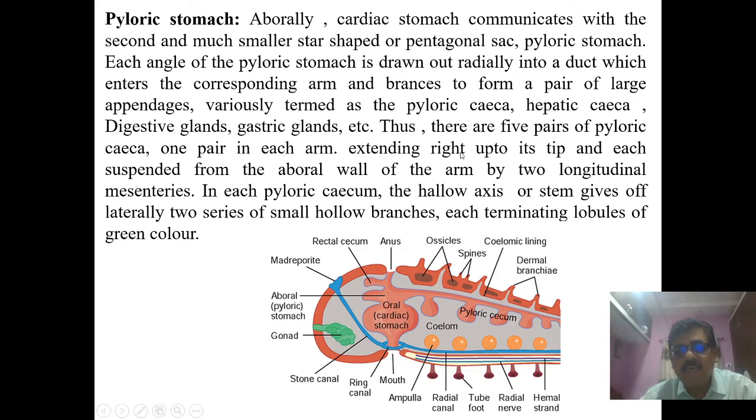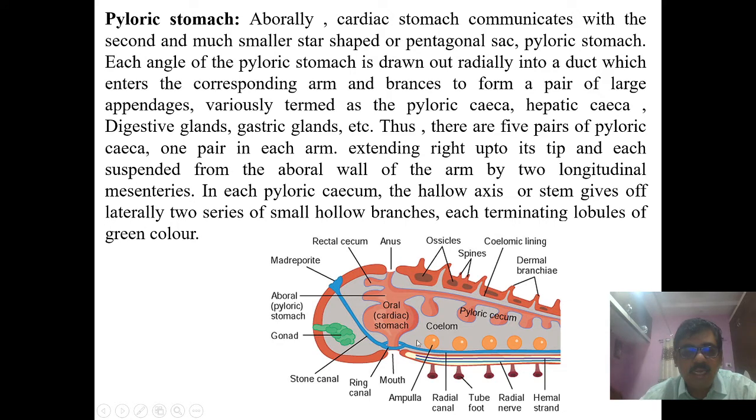Then, extending right up to its tip, it is suspended from the aboral wall of the arm by two longitudinal mesenteries. Means the pyloric ceca runs up to the terminal end of the arm. Then each pyloric cecum is hollow. How is it? It is a hollow axis or stem. It gives off laterally two series of small hollow branches, each terminating into lobules of green color.